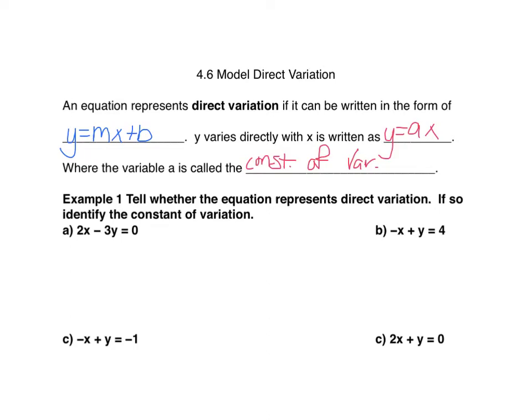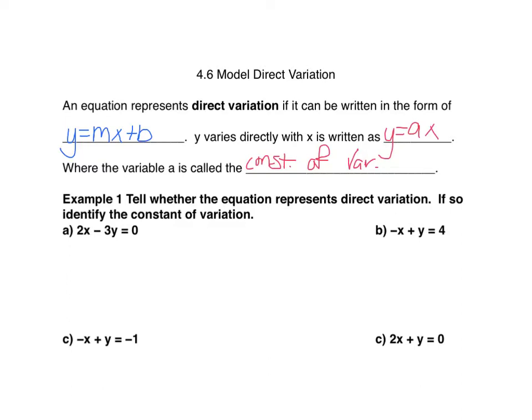Alright class, we're doing direct variation today. It's 4.6. You guys can kind of follow along with me as I go through the guided notes here. It says an equation represents direct variation if it can be written in the form of y equals mx plus b. And again, we know that this here is slope-intercept form.